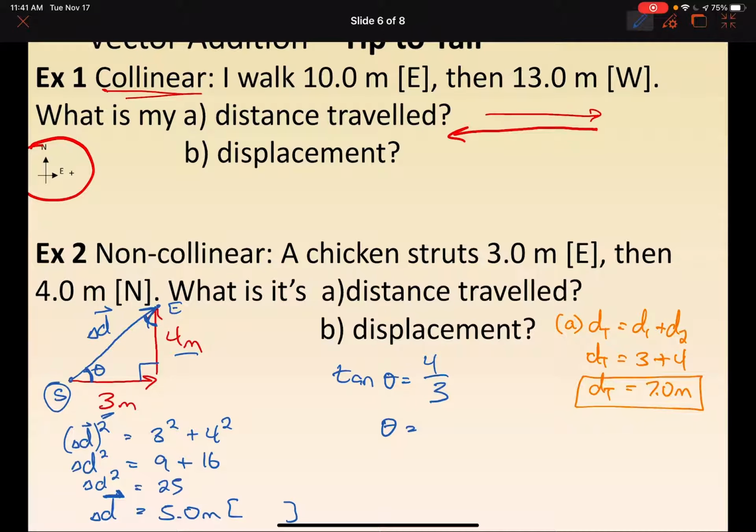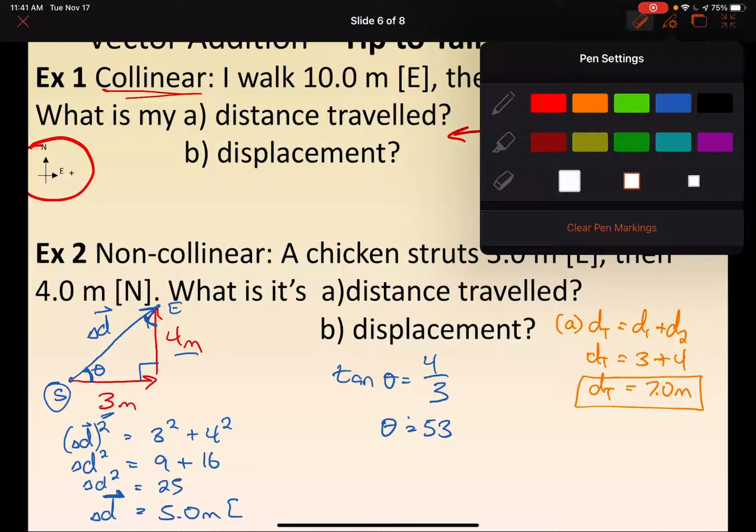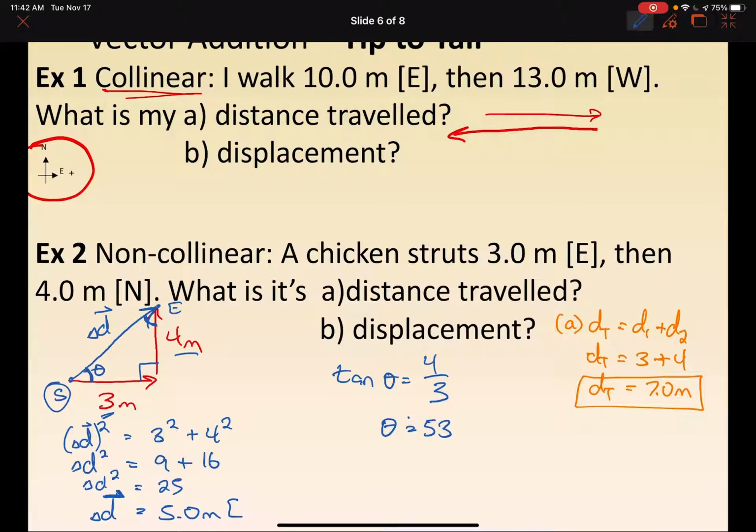Do I have that somewhere? Let's work it out. 4 divided by 3 is approximately 53 degrees, 53.1 or something. So what I'm going to say in my answer here, let's give myself a little more room, is this 53 degrees, so right in here, it touches east. So I'm going to say east first, then 53 degrees, then the other direction that this chicken went was north.